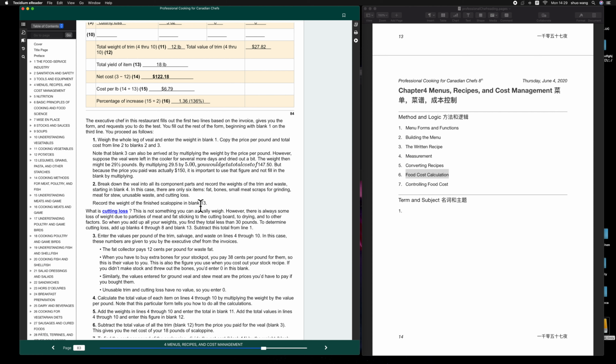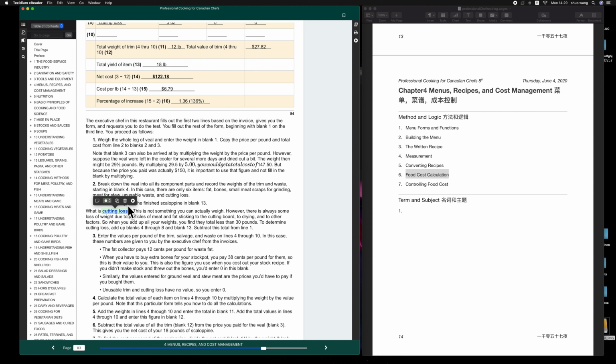Break down the veal into its component parts and record the weight of the trim and waste. Starting with blank 4, in this case, there are only 6 items: bones, small meat scraps for grinding, meat for stewing, unusable waste, and cutting loss. Record the weight of the finished scallopine in blank 13. What is cutting loss? 这也是一个概念，我们要记得。It's not something you can actually weigh.